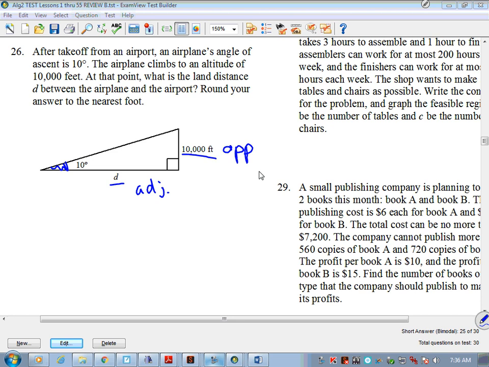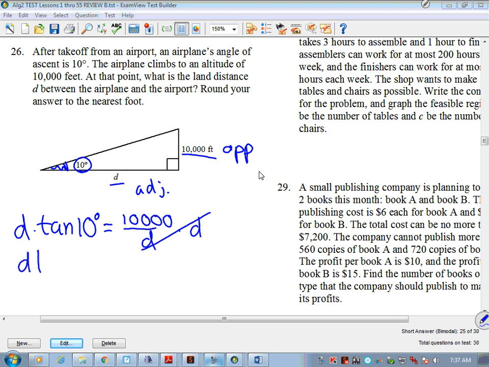So what uses opposite and adjacent? Tangent does. So tangent, and then we're going to put in our degree, which is 10 degrees. Then our trigonometric ratio, which is opposite over adjacent, so 10,000 over D. Now this one does require an extra step because the variable that I'm looking for is in the denominator position. So I'm going to multiply by D over D. That's going to cancel these D's out on this side. So I'm going to get D tangent 10 equals 10,000.